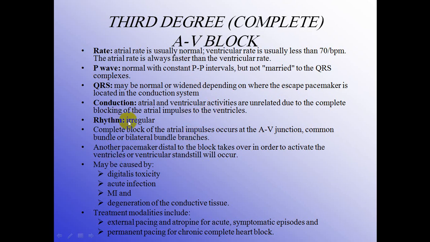The rhythm is irregular. On the venous wave, there is a giant A wave due to the contraction of the atrium against the closed AV valve. Complete block of the atrial impulse occurs at the AV junction, common bundle, or bilateral bundle branch blocks. Another pacemaker distal to the block takes over to activate the ventricle, or ventricular standstill will occur.